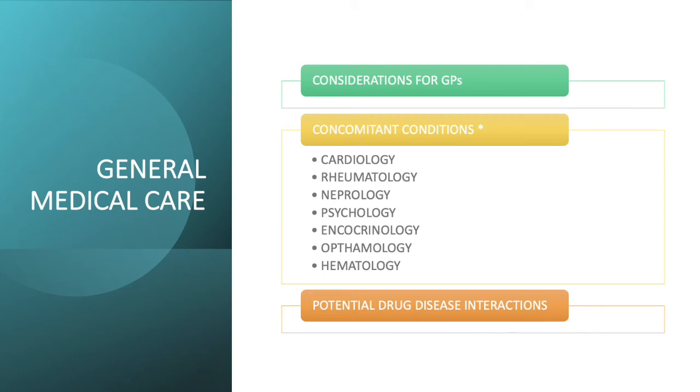So there are some conditions such as gout that are well documented in GSD5, whilst others, such as some retinal disorders, are emerging. And so we do talk about those in this section, and that is contained in the supplementary material. And then lastly, we highlight potential drug-disease interactions.